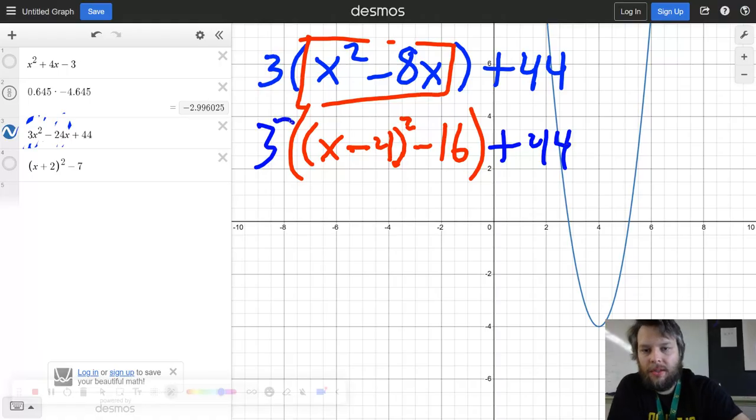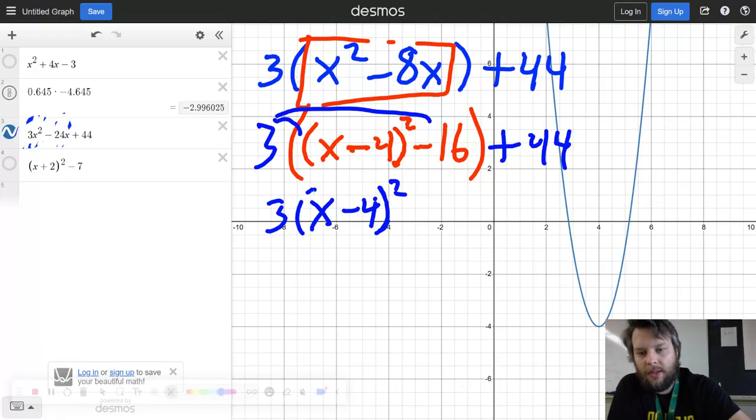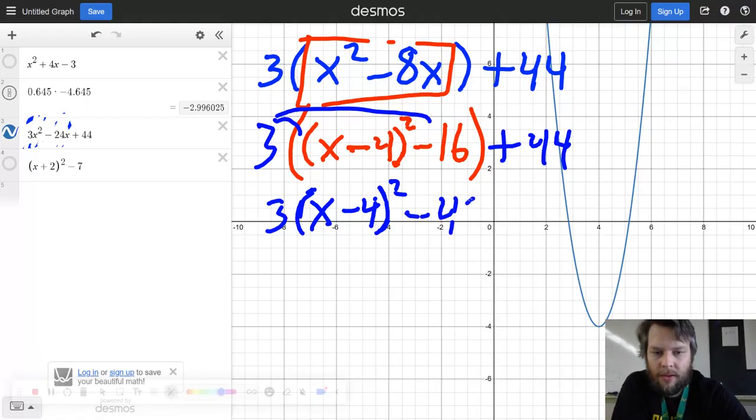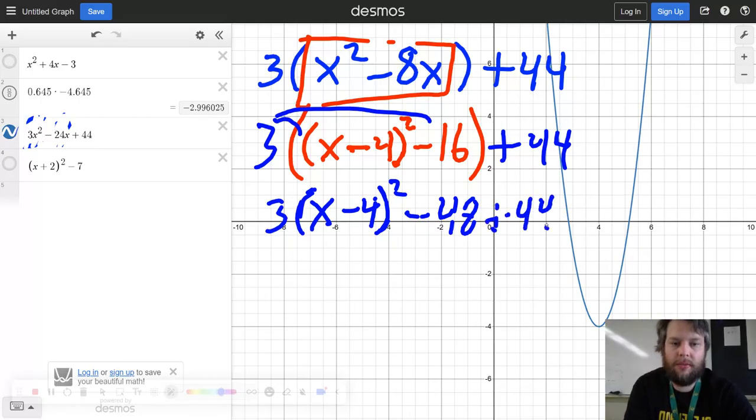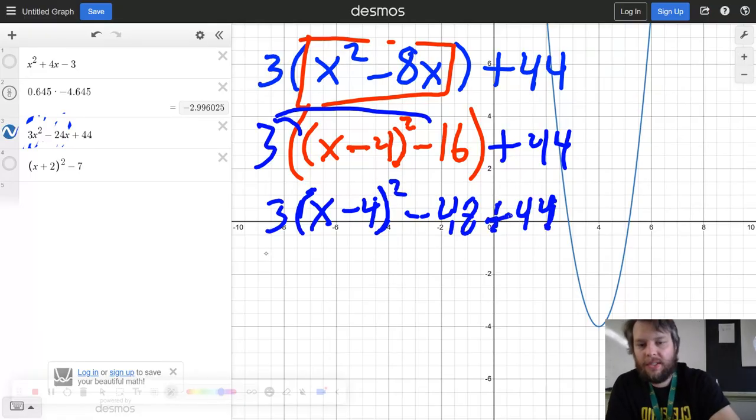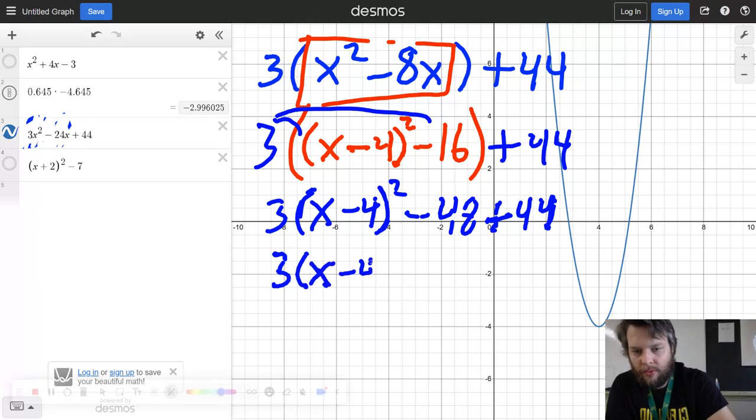Then I distribute the 3 to the two terms on the inside of the parentheses. I don't bring the 3 inside x minus 4's parentheses, just put it in front. 3 times 16 is 48. I still just have the plus 44 right there. Last step, combining the 48 and the 44 is negative 4.